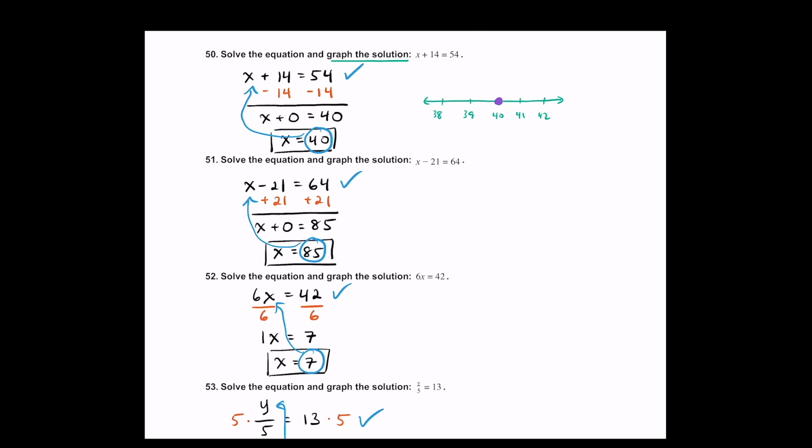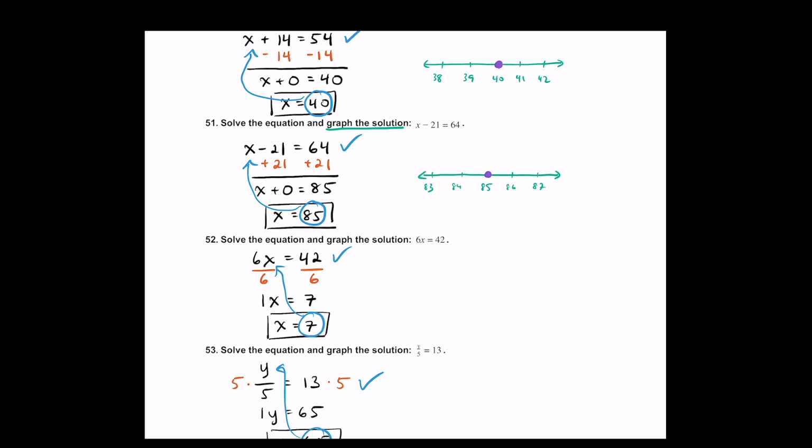Okay. For this next one, let's go ahead and graph it. Let's see, 85 was our answer, so we'll go ahead and put 85 in the middle, put 86 and 87 to the right, and we'll put 84 and 83 to the left, and we'll put a dot on this 85. That's the only number that makes this equation true.